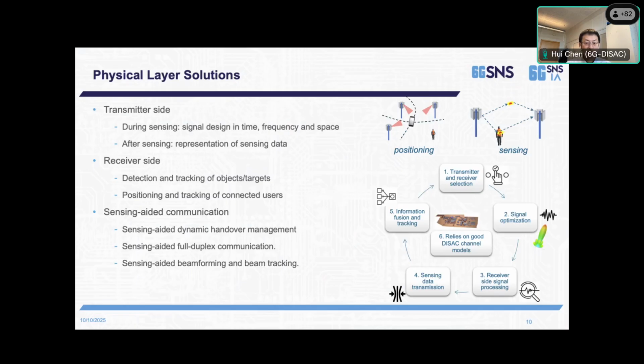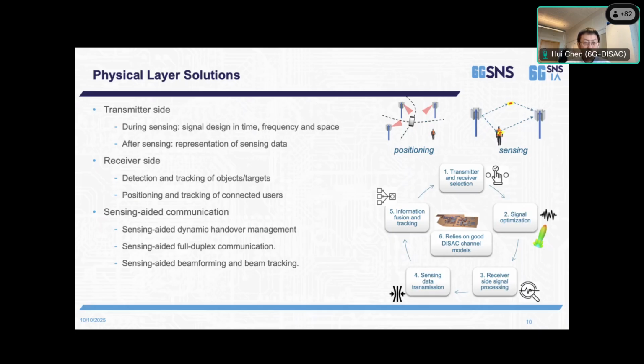On the receiver side, we focus on the advanced signal processing to complete the task of positioning of connected devices and the sensing of passive objects. All the positioning and sensing results will be used to assist communication. If you see the figure on the bottom right, it shows we have a pipeline. Starting from the transmitter and receiver selection, we design the signals and optimize them. From the received signal, we process it and get the sensing data and share it to other users or to the fusion centers, which will complete our task.